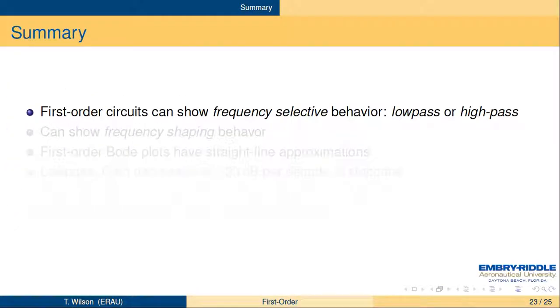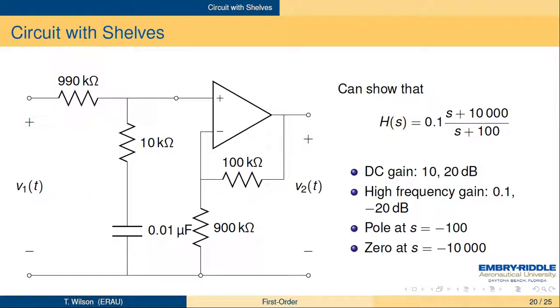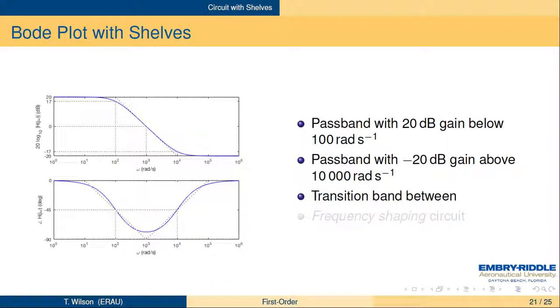So to summarize, we've shown that first order circuits can have frequency selective behavior, low pass or high pass. They can have frequency shaping behavior. And if there had been another capacitor here in this branch, we could have gotten the gain at the high frequency end to be higher than the gain at the low frequency end. So we can have frequency shaping behavior where we have a boost for higher frequencies relative to the low frequencies too. This is the kind of filter that would be in your equalizer, for an audio equalizer, where you want to boost the low frequencies, attenuate different frequency bands.